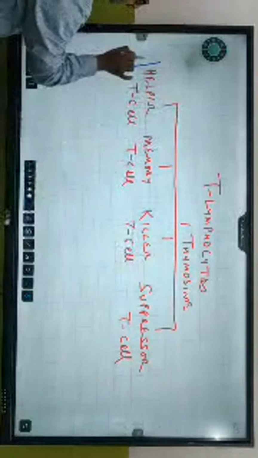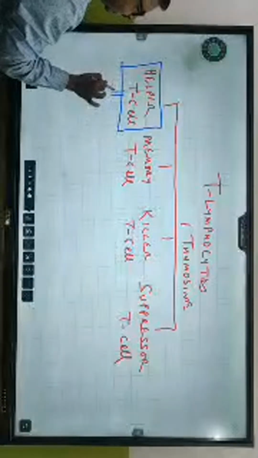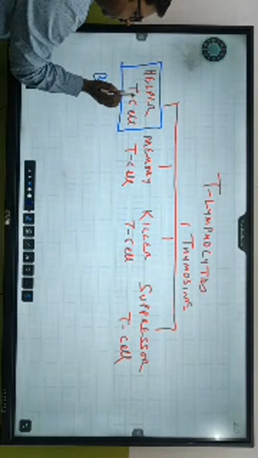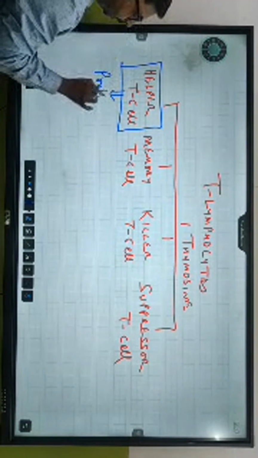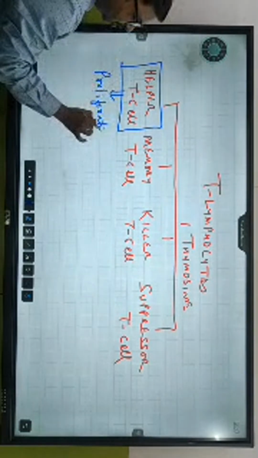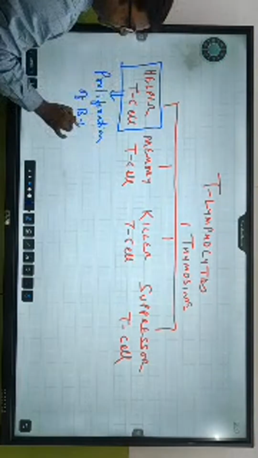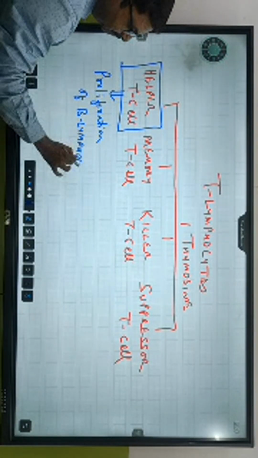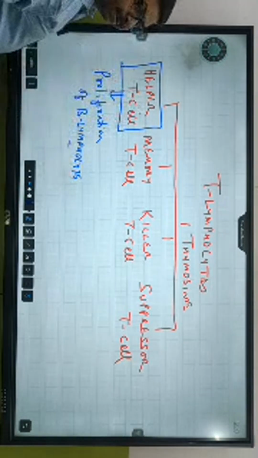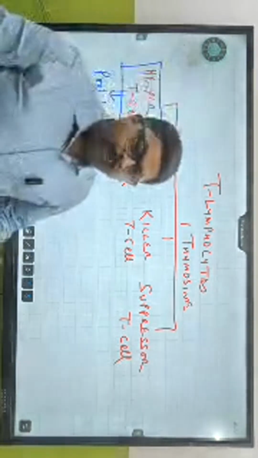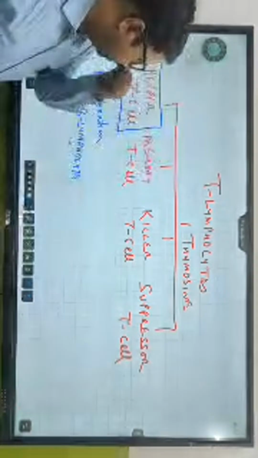What is the function of helper T cells? Helper T cells basically, in short, help the proliferation of B lymphocytes. They help in the proliferation of B lymphocyte cells. That's why they are called helper T cells. Done? The next one is called memory T cell.